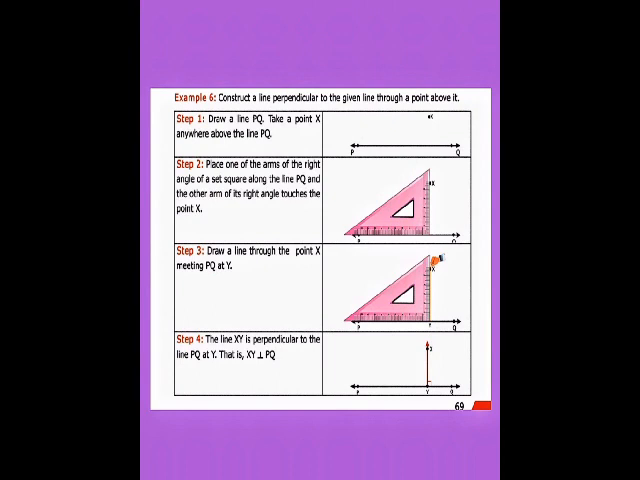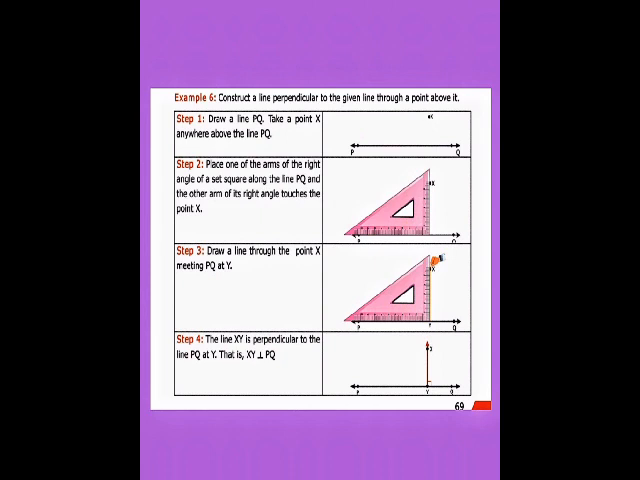First we are going to draw the line PQ. Take a point X anywhere above the PQ. We want to place the X above the line. Now place one arm of the right angle of the set square along the line PQ and the other arm of its right angle touches the point X. The set square should touch the line as well as the point X.